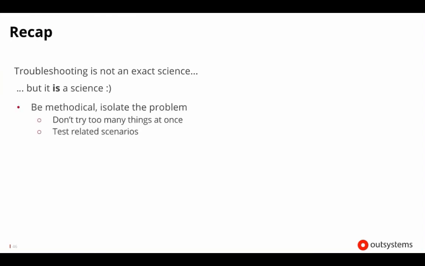When troubleshooting, you need to stay methodical. You need to work to isolate the problem. Don't try too many things at once. Don't change 3 things and then you can't interpret the results. You don't know what had an effect on what. Test related scenarios. Once you have an idea of what might be going on, extrapolate and see: if this was going on, then this would happen, and go test that.